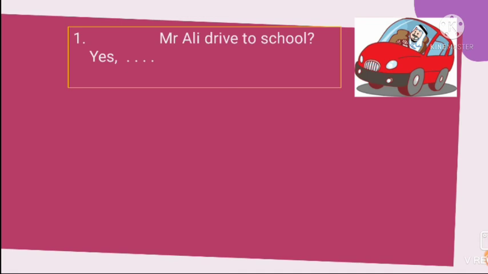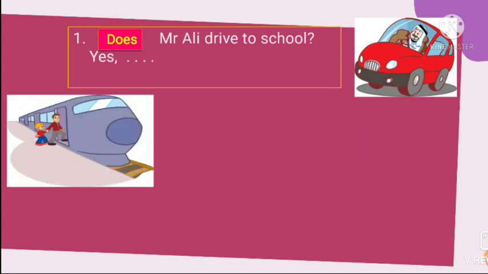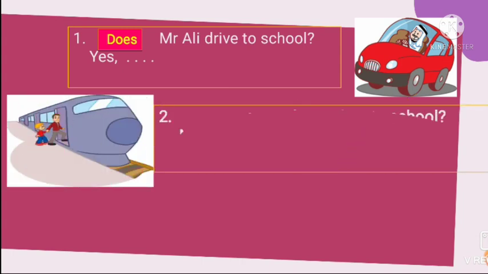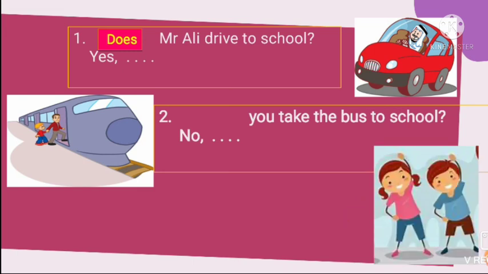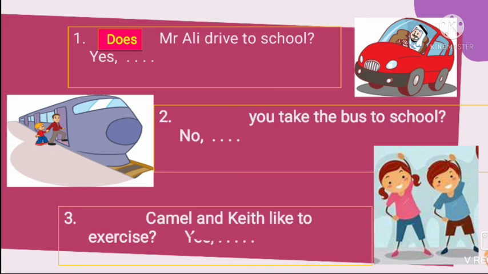Now find it for the interrogative. Blah blah blah Mr. Ali drive to school. Yes, you can add does. Does Mr. Ali drive to school? Yes, he does. Another question. If it's I, you, they, we, do or does in the beginning of the interrogative? Okay, do. So, do you take the bus to school? If the answer is no, no, I don't.